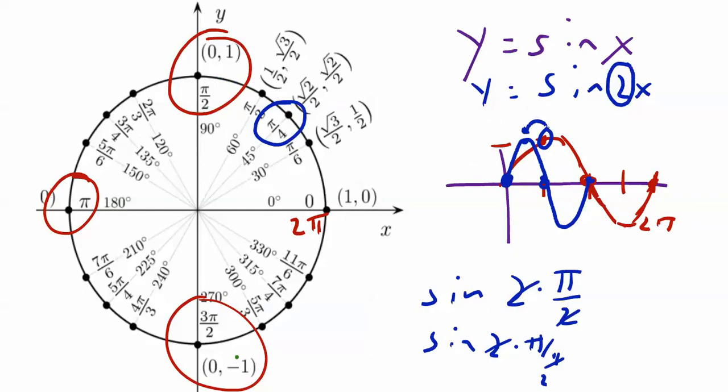Basically, if this is a 2, it's going to be able to create 2 full cycles in a normal 2 pi period. If it's a half, it's only going to be able to create half of the cycle. So if this was a half, it would be just this flattened, stretched out piece. So I'd only get half of the full graph in the normal period.